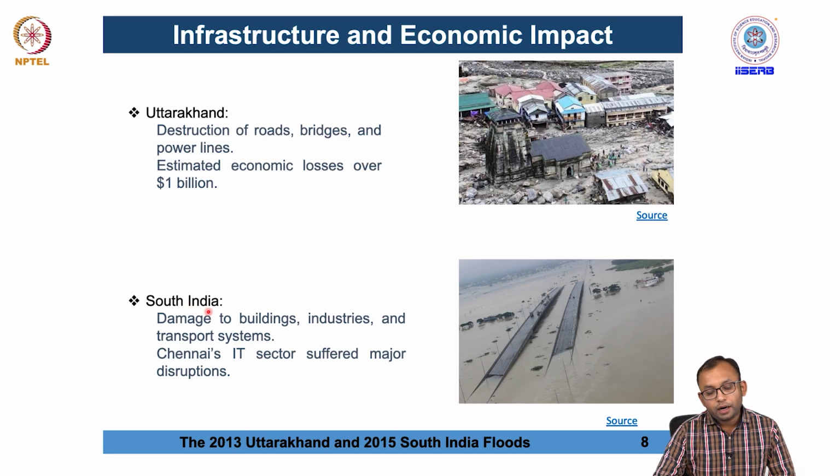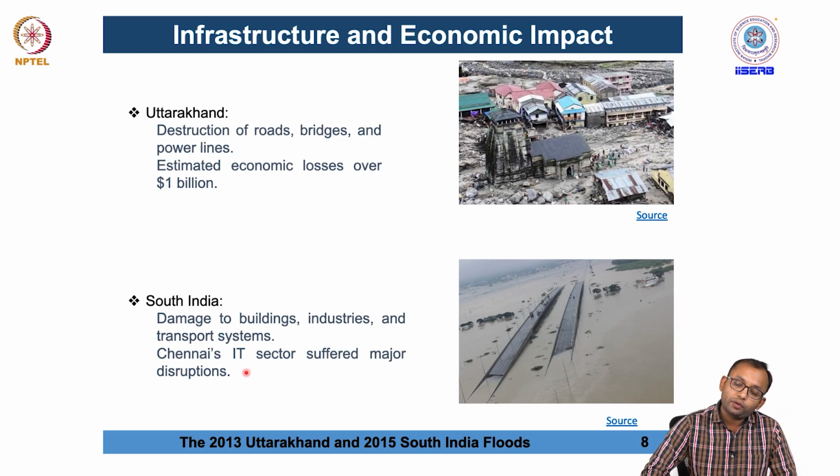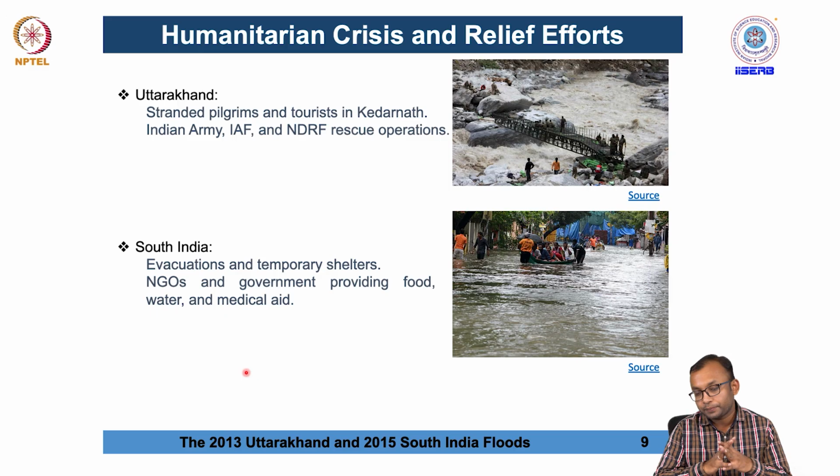In the southern part, we have also observed damage to buildings, industries and the transport system. For example, Chennai's IT sector suffered major disruptions because of the 2015 flooding event, and therefore it caused significant loss to the socio-economic conditions in this particular region.